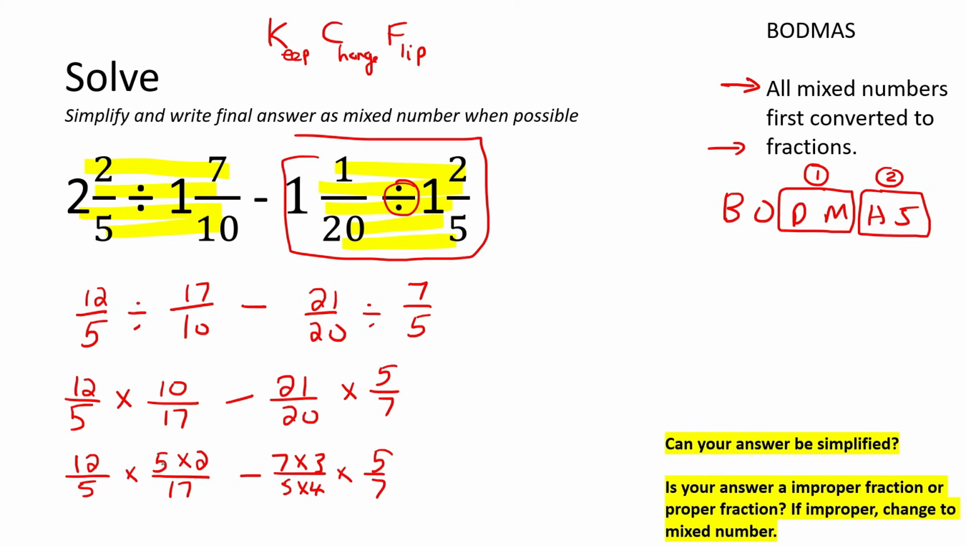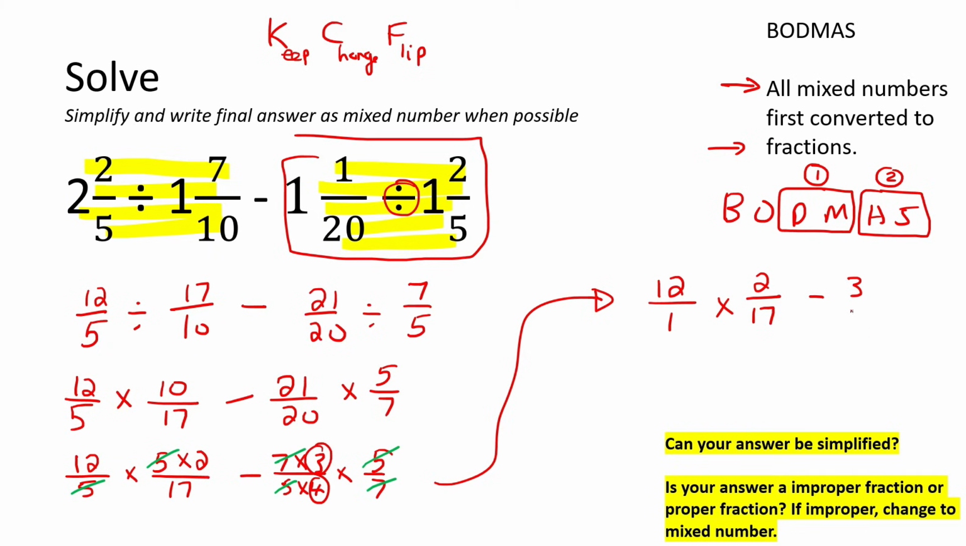Because what you'll see now is that this 5 and this 5 can cancel. And then for this part over here, this 7 and this 7 can cancel. And this 5 and this 5 can cancel. And so what we are left with is 12 over 1, because there's nothing there, multiplied by 2 over 17, minus 3, because there's a 3, and then a 4 at the bottom there. And then for this part, there's nothing. So you could think of it as 1 over 1, but you can actually just leave it out. Okay, now we can go top times top, bottom times bottom. So that's going to give us 24 over 17, take away 3 over 4.